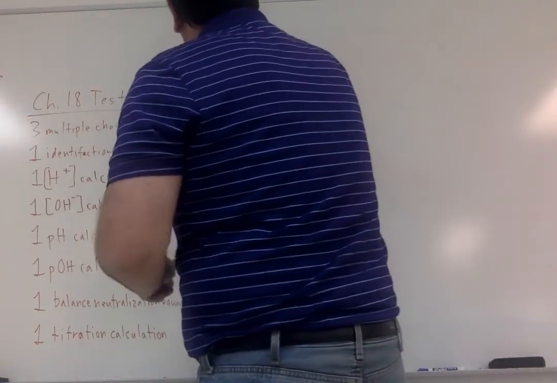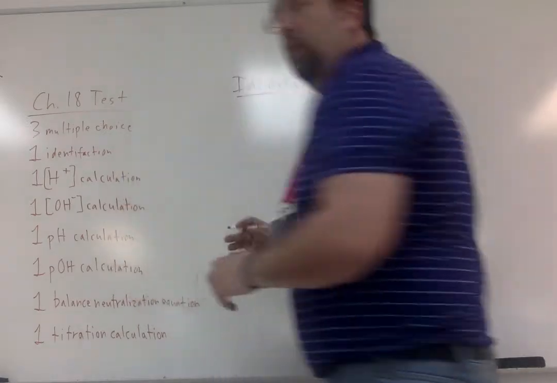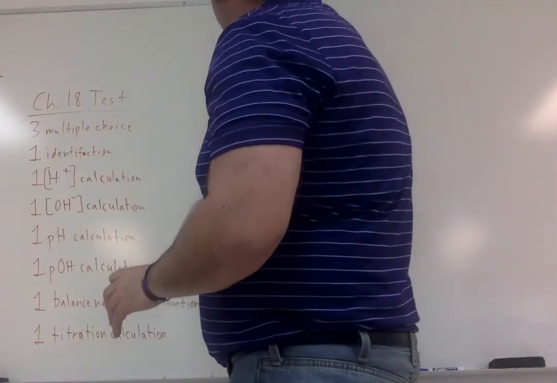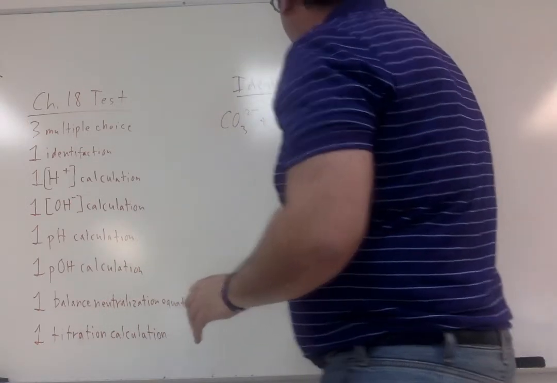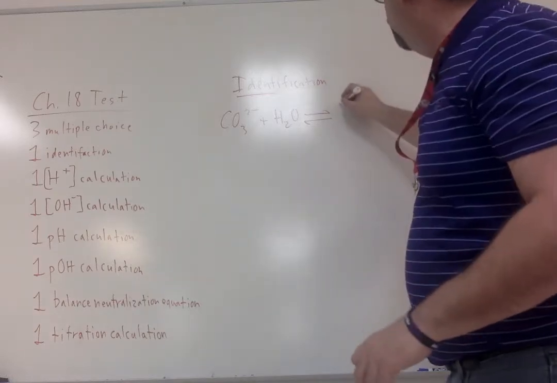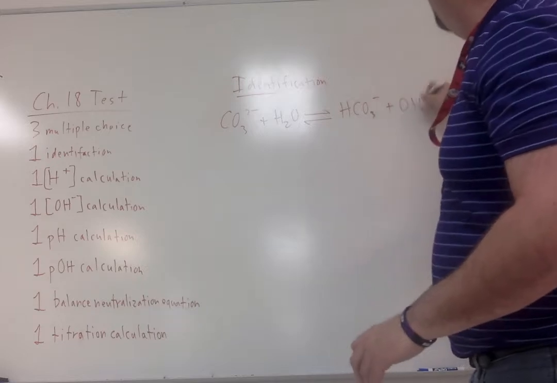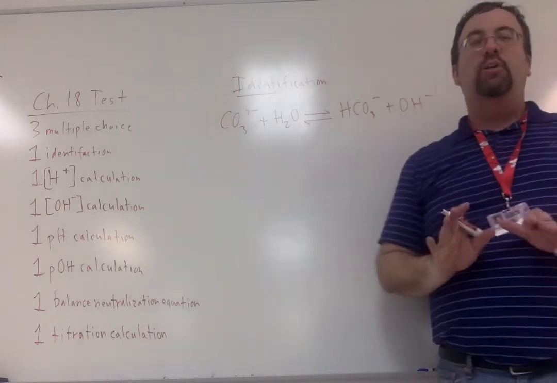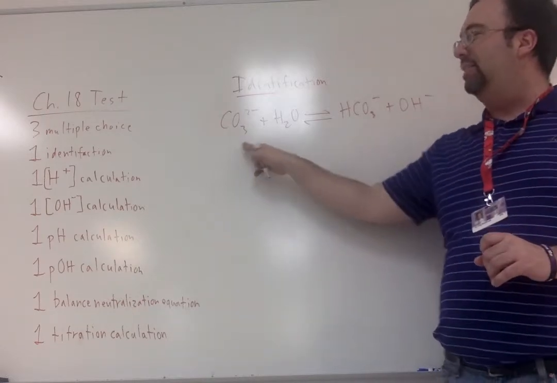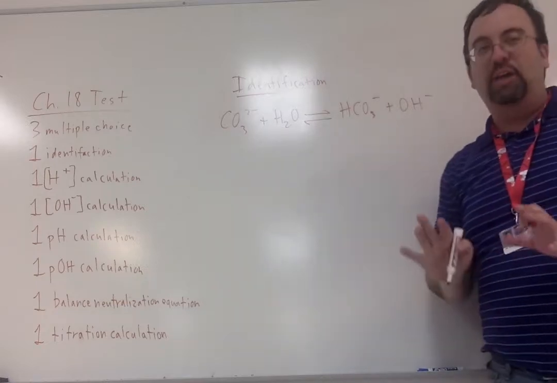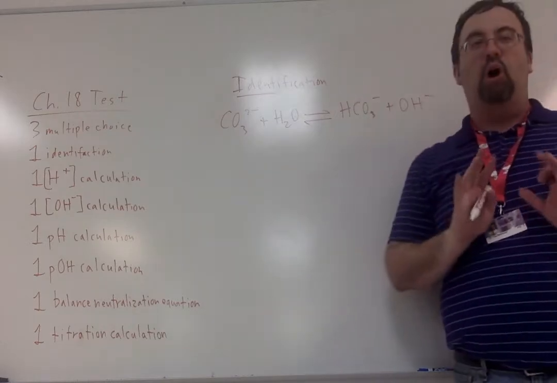This is for identification. We're going to react CO3 with good old water, H2O. This is going to be in equilibrium to form HCO3 plus OH minus. All right, first of all, I will tell you the acid and the base will always be on the reactant side over here on the left. Therefore, the conjugate acid and the conjugate base will be on the product side, which is the right. So that will always be the case.